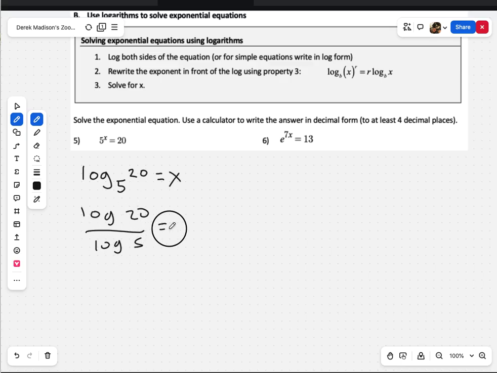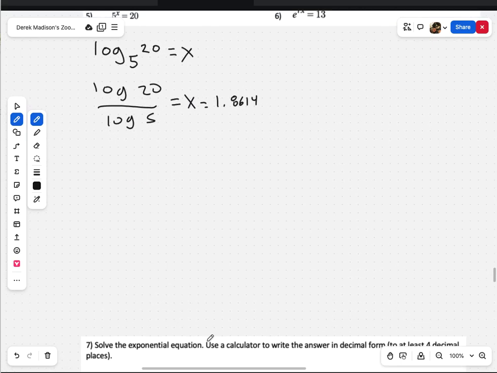So that was that change of base formula that we saw at the end of the last section. That would equal x. And if you threw that in the calculator, what would I get? 1.8614 to 4 decimal places.